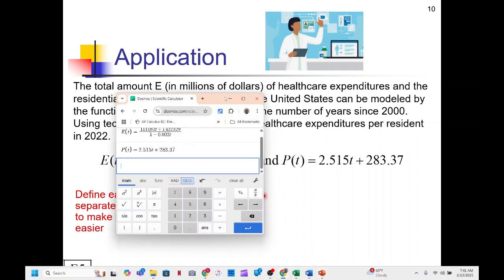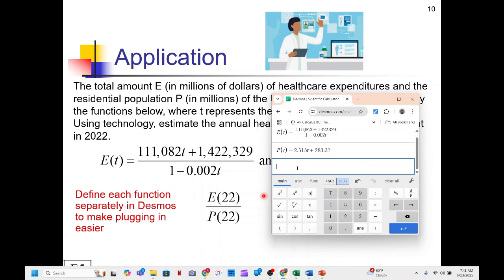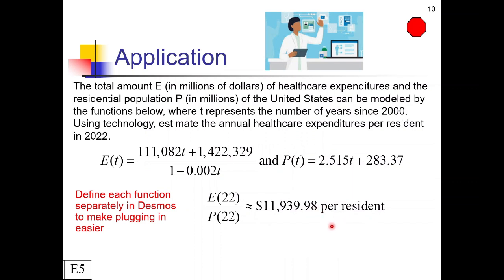Since I've defined both of these in Desmos, I can easily plug this in. Let me make a fraction. Up top, I'm going to do E of 22. And in the denominator, we've got P of 22. And then that just calculates it for us, does all the plugging in. That comes out to, let's see here, $11,939.98 per resident. So that's it for our lesson on multiplying and dividing rational functions.